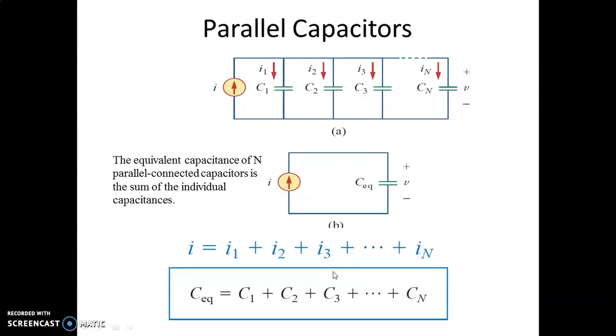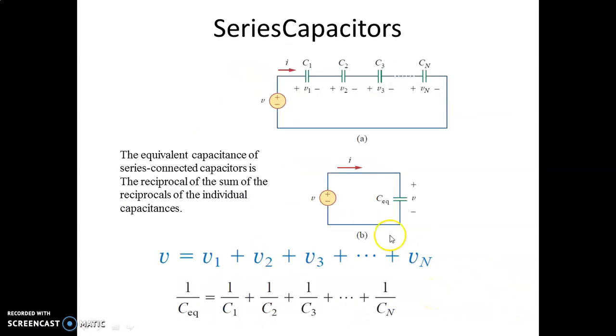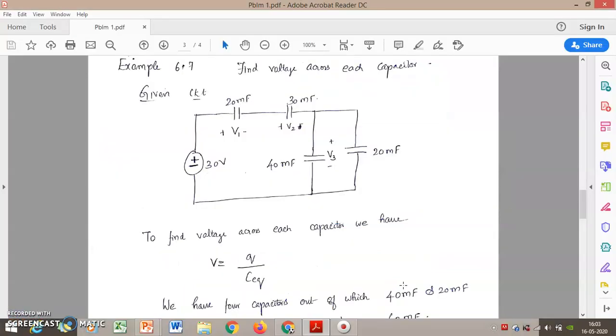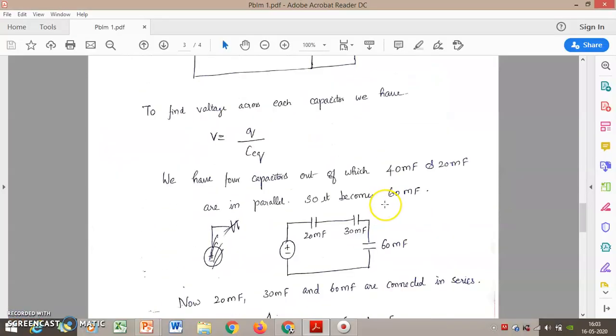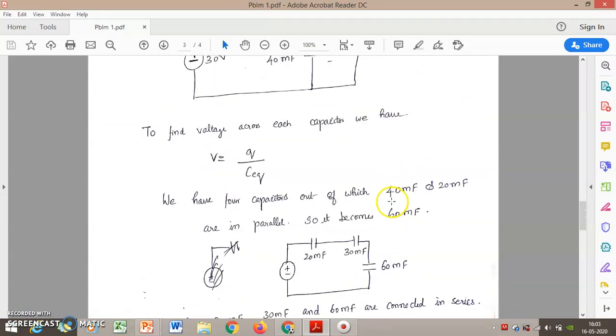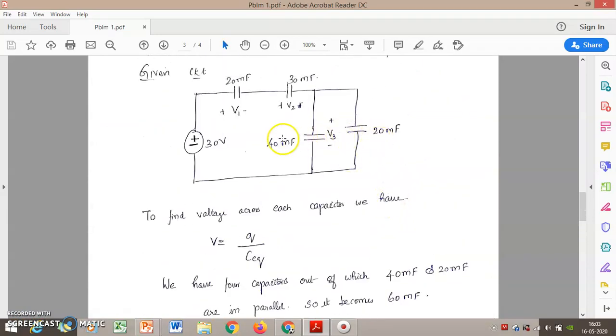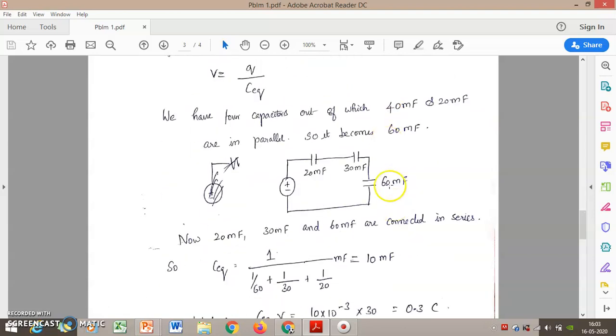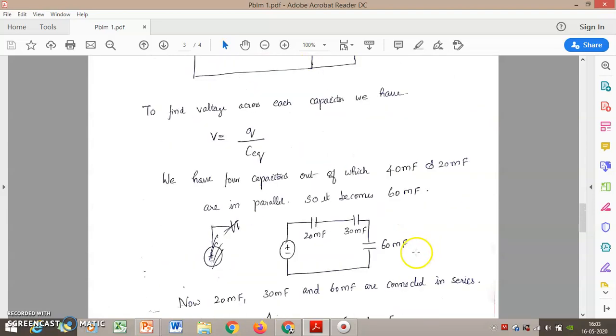For parallel capacitors, C equivalent is equal to the addition of all the capacitors. For series capacitors, 1 by C equivalent is equal to 1 by C1 plus 1 by C2 plus 1 by C3 and so on. Now we can use this formula to calculate the C equivalent. These two are connected in parallel, so add them. 40 plus 20 will give 60. So the circuit will become like this.